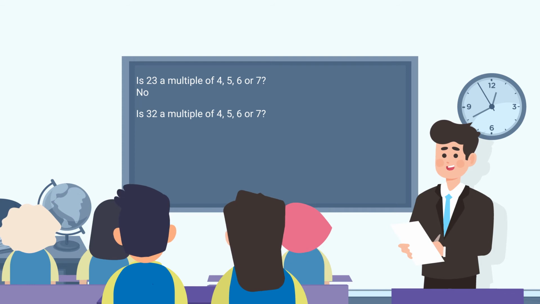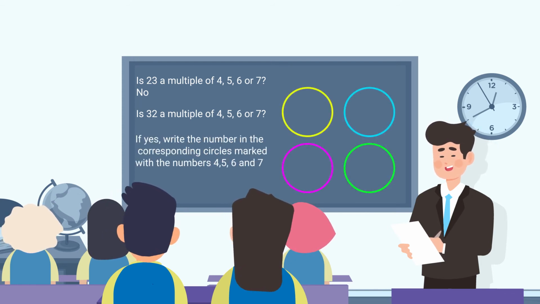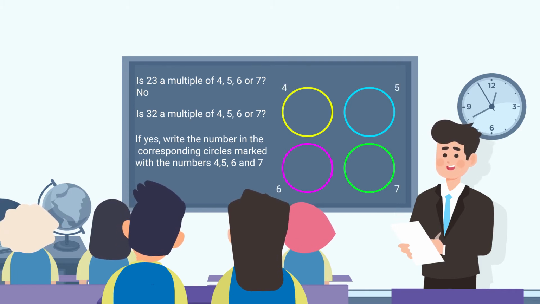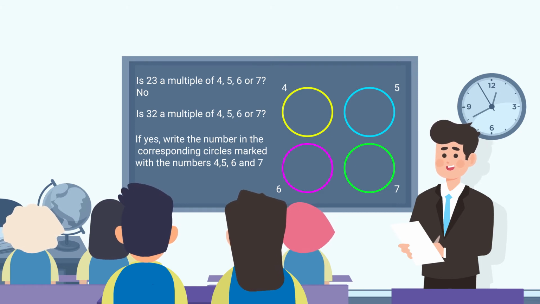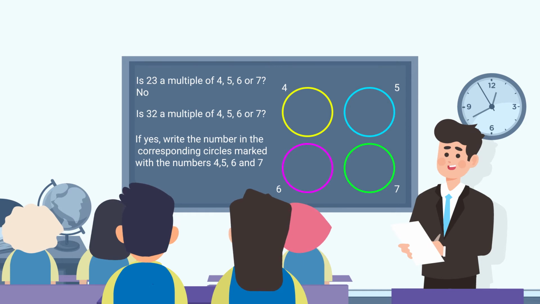If it is a multiple, they will have to note the number in the corresponding circles marked with the numbers 4, 5, 6 and 7 as shown. Considering our example, the number 32 will be written in the circle belonging to number 4.